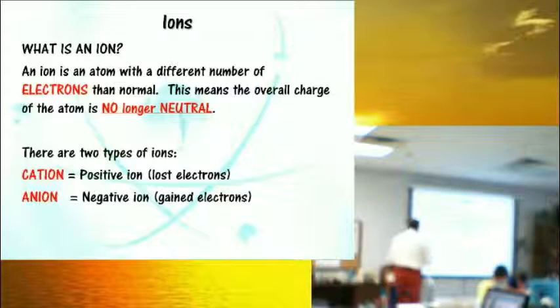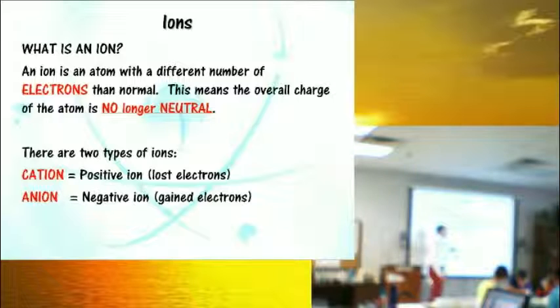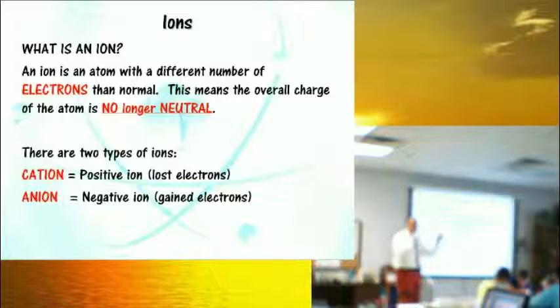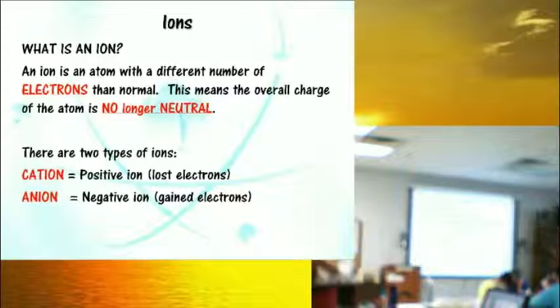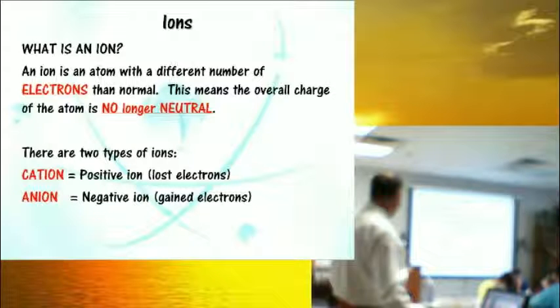And there are two types of ions. There are cations and anions. Cations are positive ions, that means they have lost electrons. And anions are negative ions, that means they have gained electrons. Remember, those electrons in that outer shell, they want to have a partner. Sometimes they will lose those electrons, and sometimes they will gain them. They'll pull them in so that they have a partner. But they will always have a partner, one way or another.